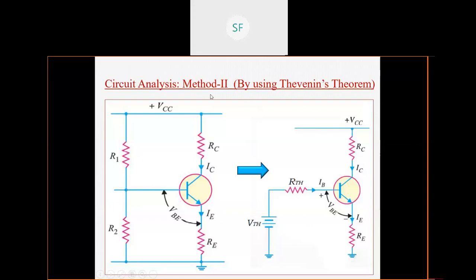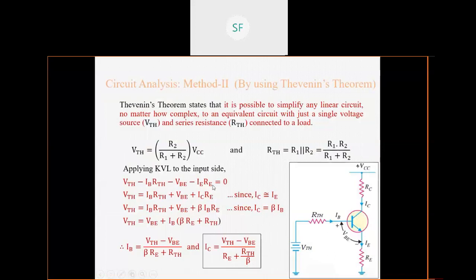So in the second method of circuit analysis of potential divider biasing, first you have to convert your given circuit into Thevenin's equivalent circuit. For that you need to calculate VTH and RTH. The output side is the same; there is no change in the output side. Then we derived the formula for VTH and RTH. RTH is the parallel combination of R1 and R2 resistors, whereas VTH is the V2 of the earlier method. It is the same.